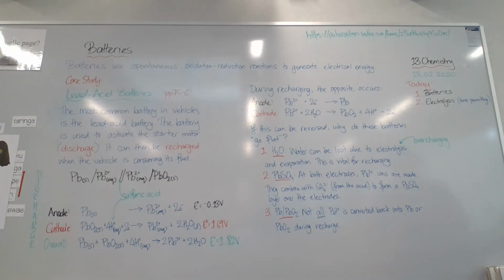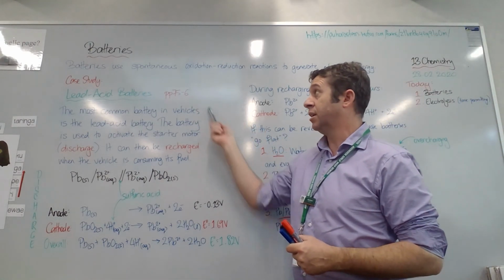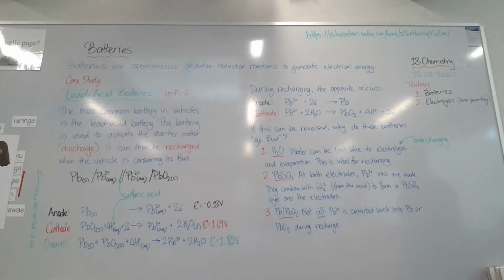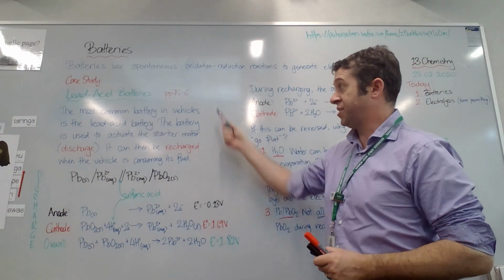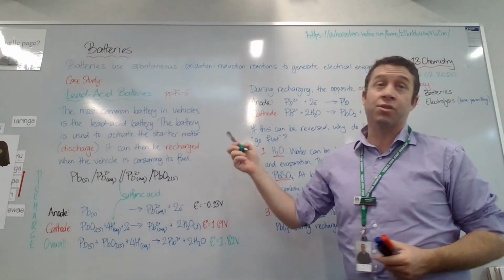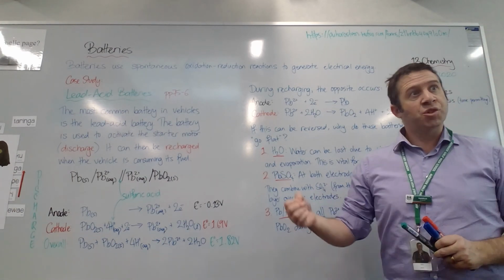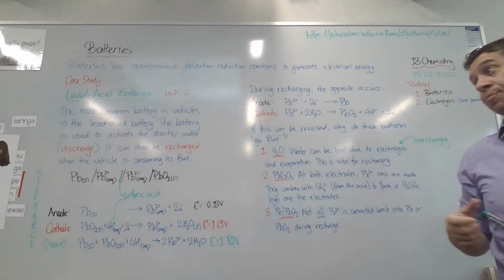The other very common one is going to be our case study for today, which is the lead acid battery, because every vehicle basically uses these to get started and to run things like the clock and the radio and that sort of thing. So these are the batteries that provide the electrical energy for things in our vehicles, particularly to get them started, what's called the starter motor. That's called discharge when it's actually generating a voltage.